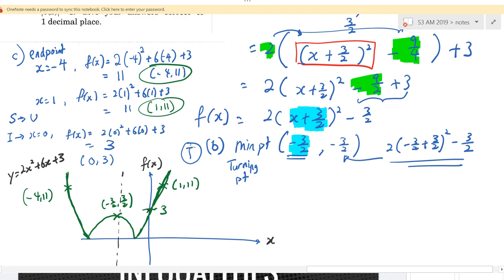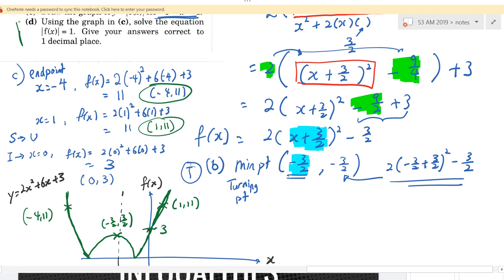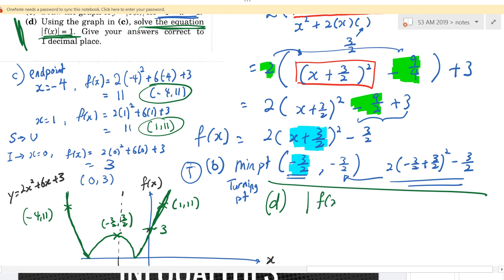Right, I just need to read the question, part D. Then I pause the screen here for you all to copy whatever you need. Now, D says solve the equation where this is equals to 1. So I write down D, f(x) is equals to 1.